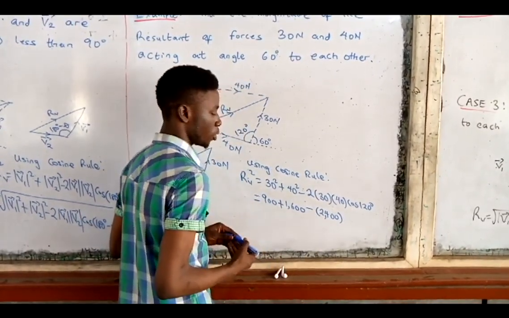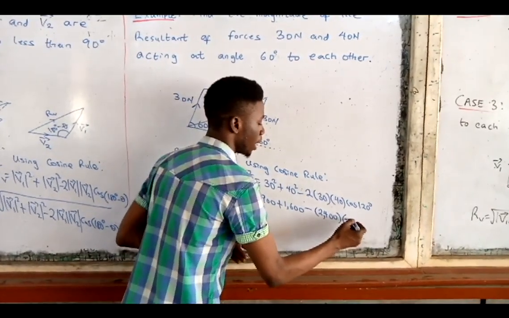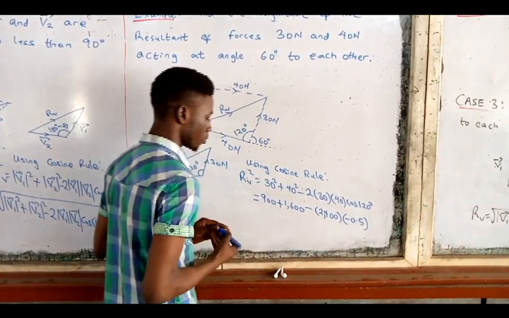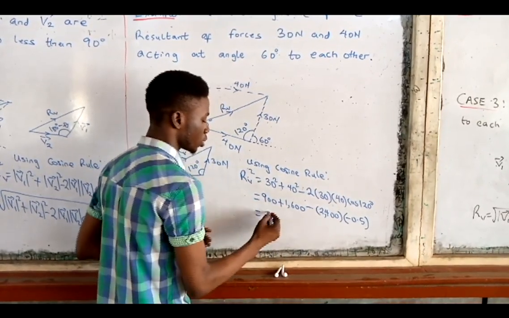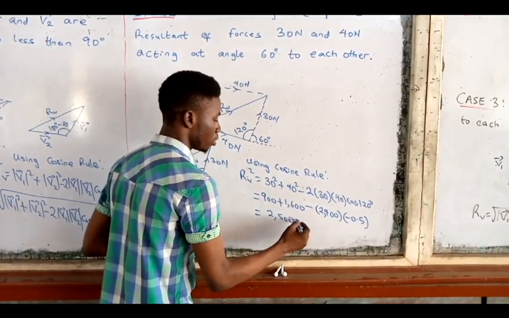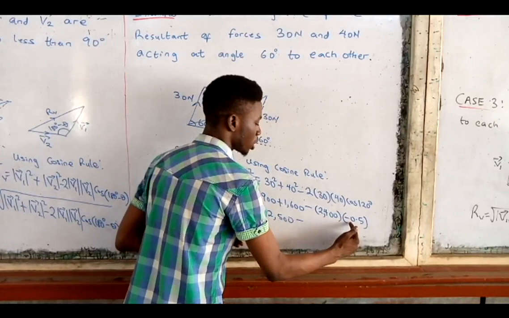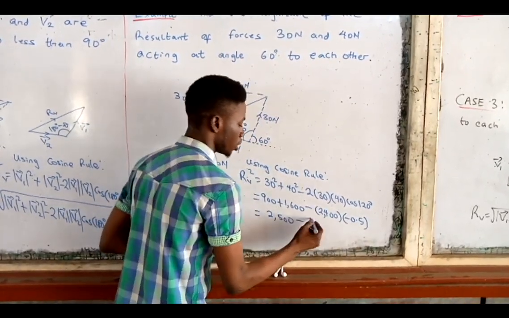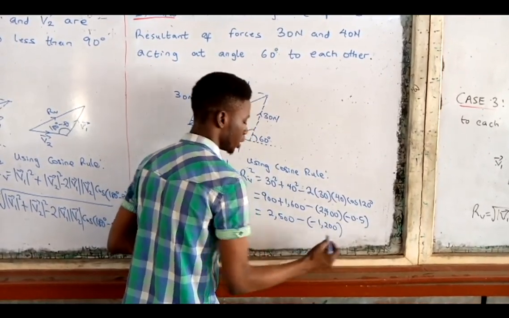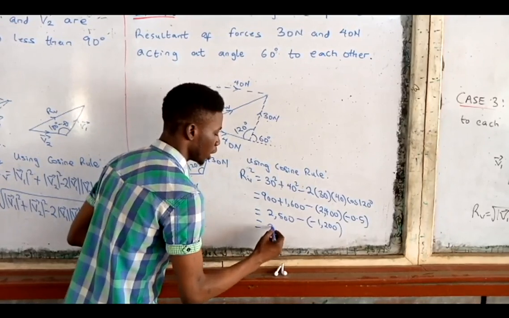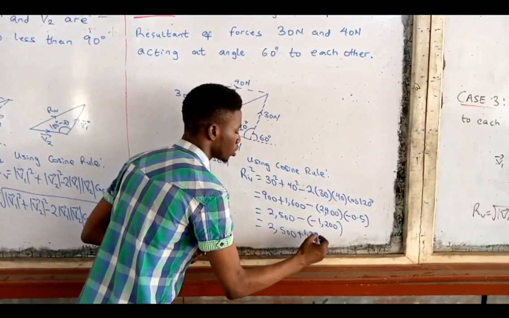That will be 2400. If you press that on your calculator, cos 120 degrees will give minus 0.5. Then this will be equal to 900 plus 1600, that's 2500, minus 2400 multiplied by minus 0.5. That will give minus 1200. Then here we have 2500 plus 1200.